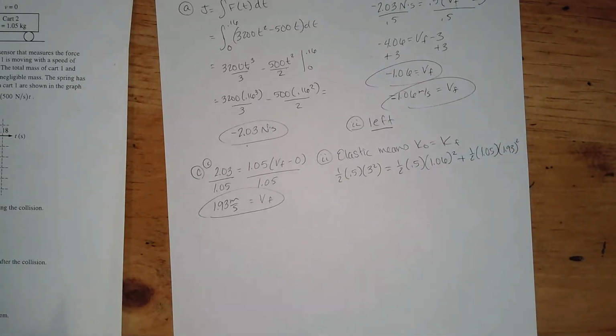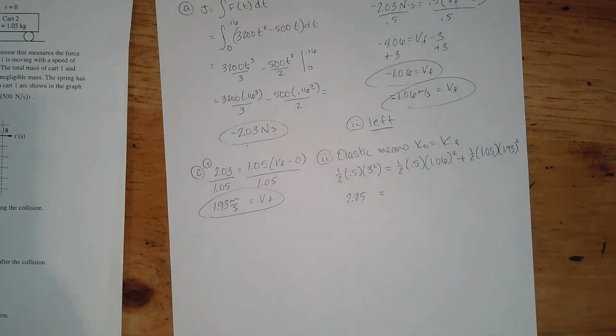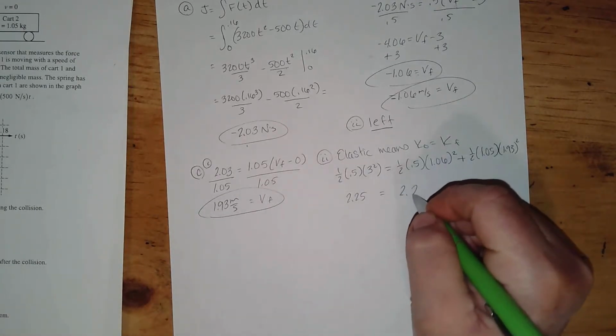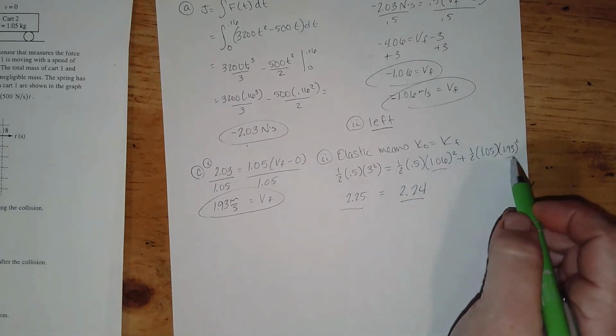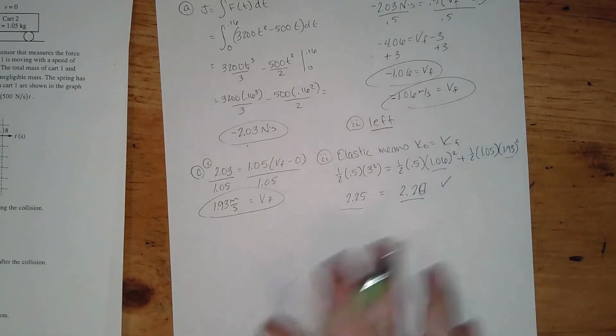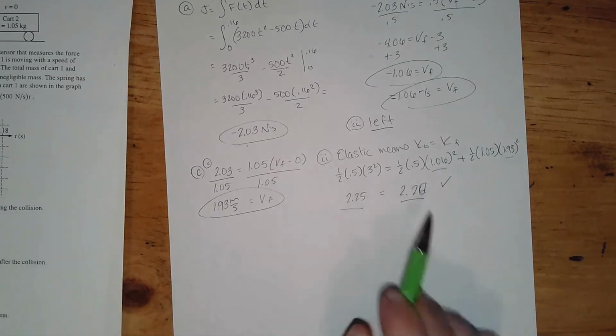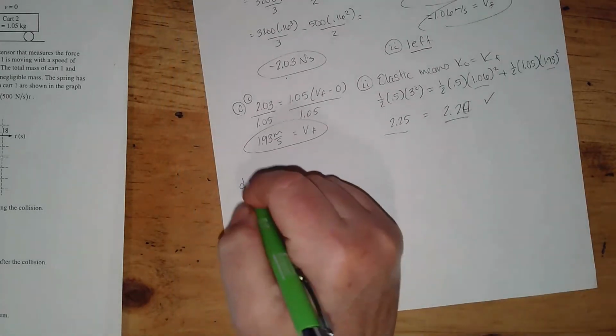So let's see what we get. So we get 0.5 times 0.5 times 9. So this side we get 2.25. And over here we get 0.5 times 0.5 times 1.06 squared plus 0.5 times 1.05 times 1.93 squared. And what do you know? I get 2.24. I realize this is not exactly that, but remember this and this are rounded numbers. So that rounding costs me that 1 digit over here. So that's proof that they're relatively, I mean, that is conservation. It's just these roundings that make it look like it's not. Or actually not perfect. It's really, really good.